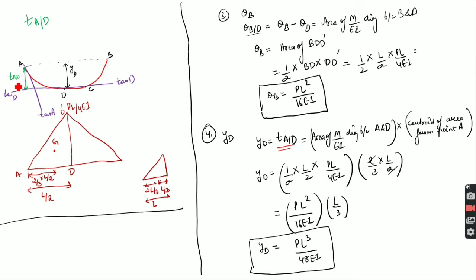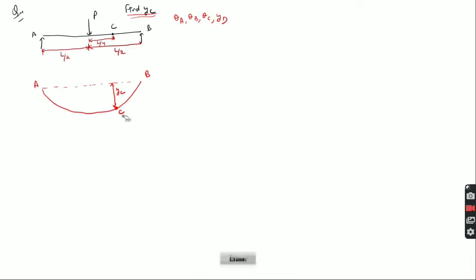So here also in this question we have to determine this YC. So we have to establish some relation between YC and any other term which can be calculated from the moment area theorem. Now it is not as simple as that of YD, because YD was at the center, so it can be said directly that YD is equal to TAD, but we cannot say that YC is equal to TAD or TBD, right? So we have to establish the relation. So how will we do so? There are many ways to establish the relation. You just have to use common sense and some common concepts of geometry, trigonometry, etc.